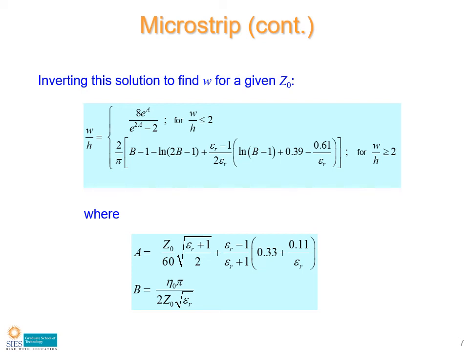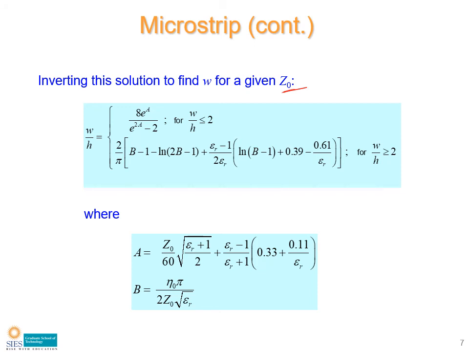Now we are moving to the design of this microstrip line. The design of a microstrip line means calculating the width of this microstrip line. So the width depends upon the characteristic impedance Z0, as well as the dielectric substrate that we are using for the construction or the design of this microstrip line.